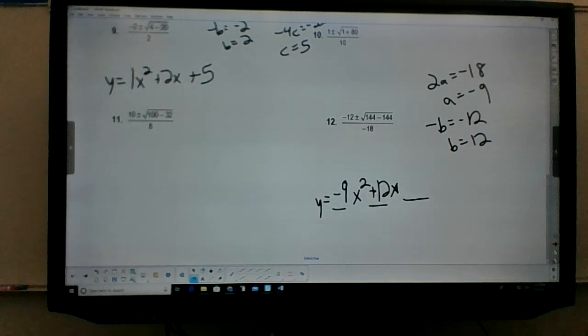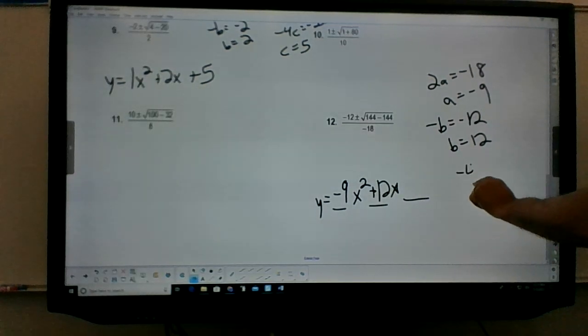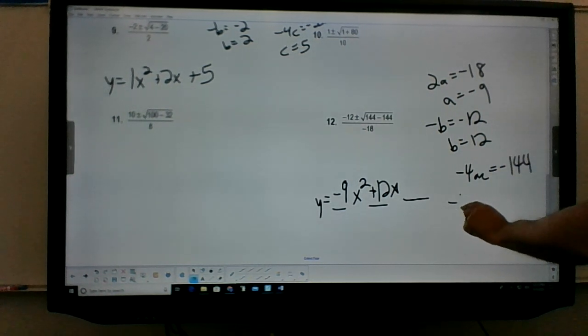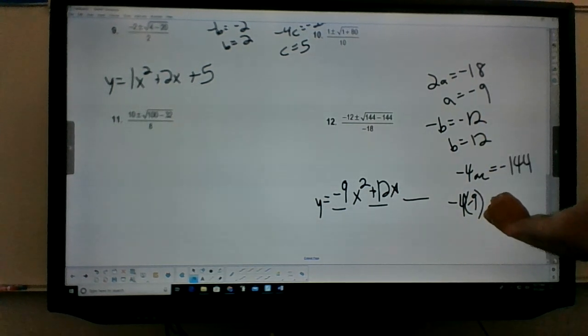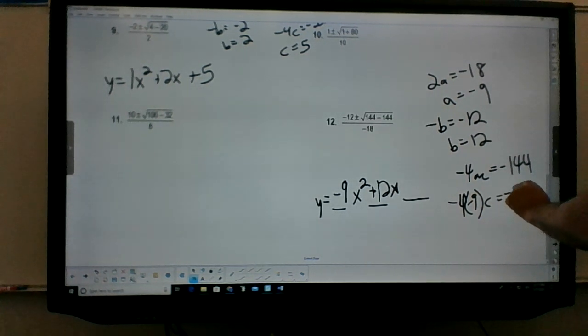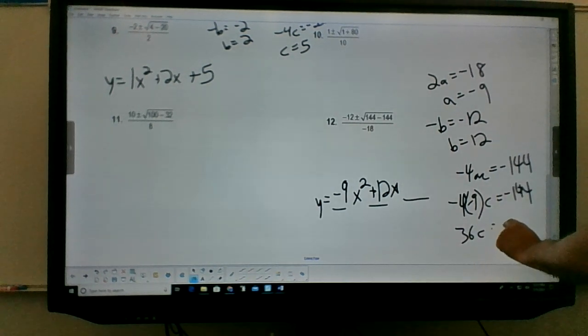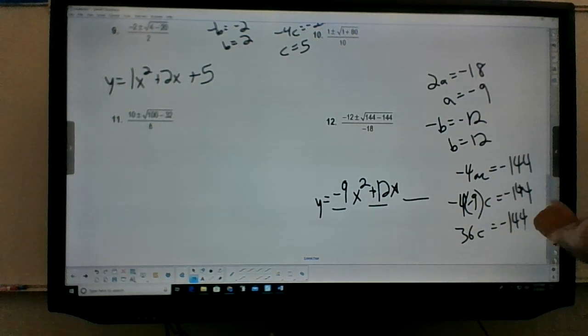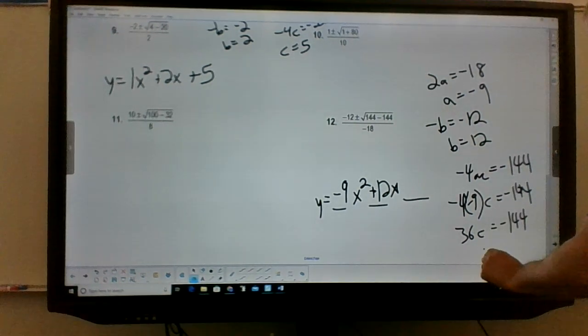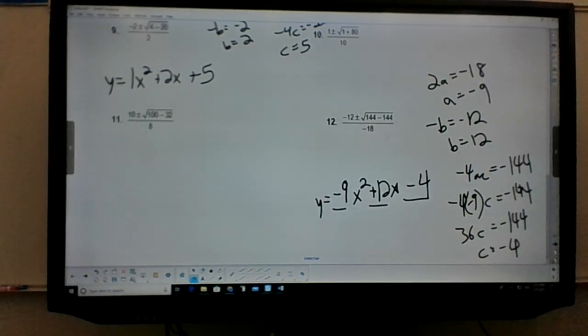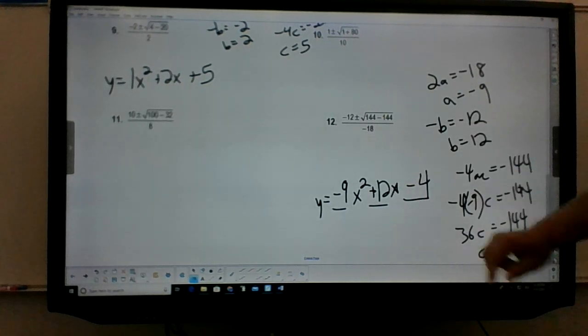So plus 12x. And now we've got negative 4ac equals negative 144, or negative 4 times negative 9 times c equals negative 144. So positive 36c equals negative 144. And if I'm not mistaken, 36 goes into 144 4 times. So negative 4 would be my answer here. So negative 9x squared plus 12x minus 4 would get us back to our equation.